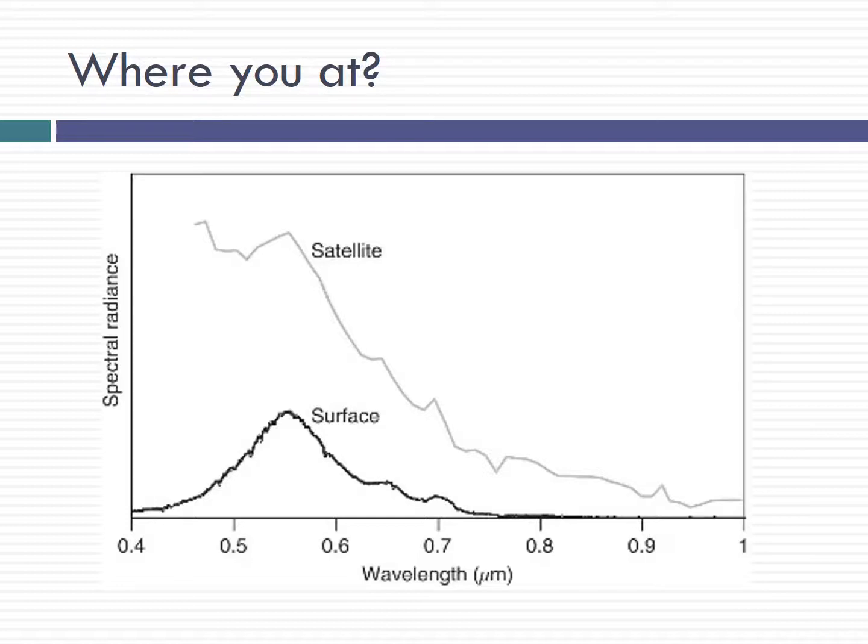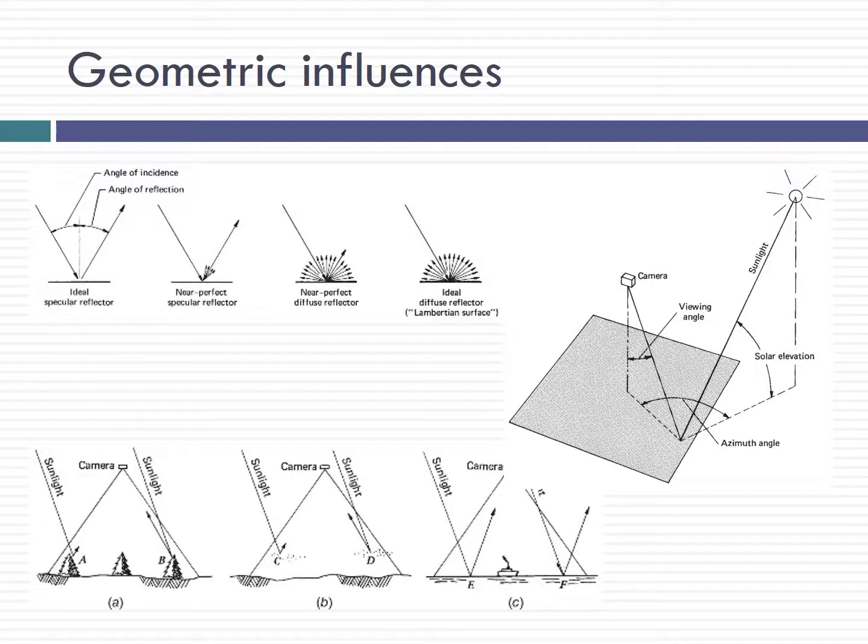So when we look at the radiance from the satellite versus the surface, it's not always the same. And there's geometric influences as well. Certain angles things go good. Sometimes your reflecting surface isn't perfect, and so it sends it off in multiple directions, and sometimes it diffuses it a lot, and sometimes pretty much everywhere.